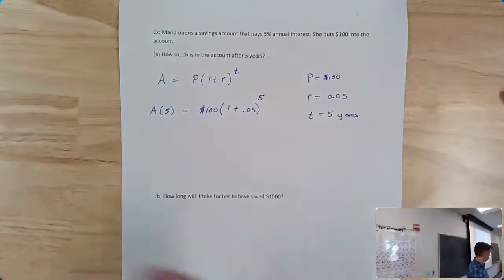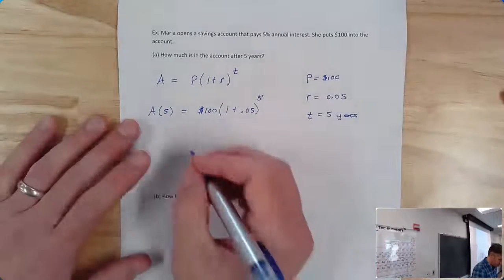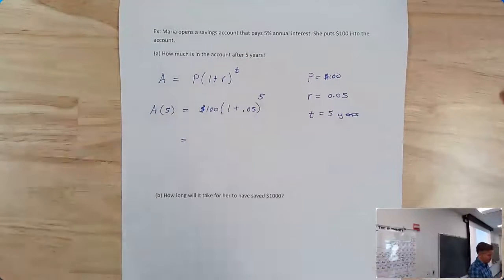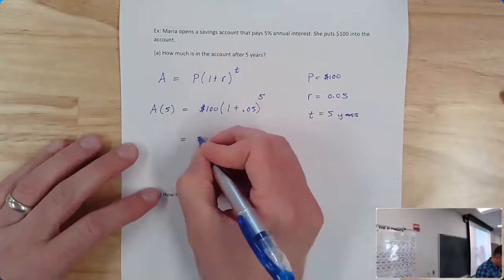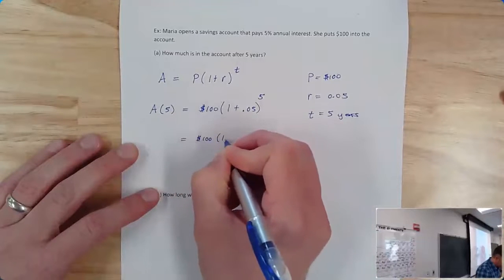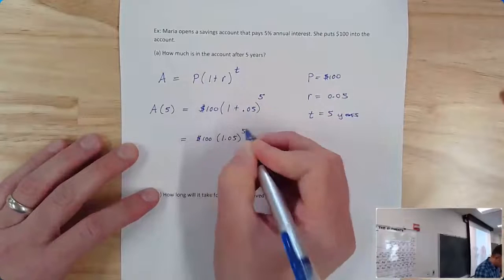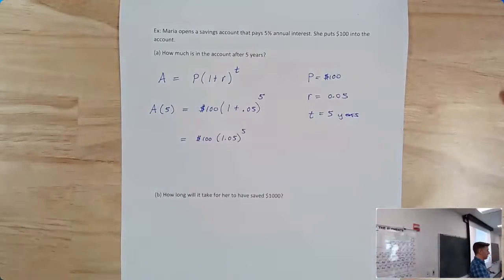Then it's just use the calculator. I would do one simplification first. I would write this as 100 times 1.05 to the 5th power. We can do that addition very easily in our head. But then I don't know what 1.05 to the 5th is. I have to use a calculator.